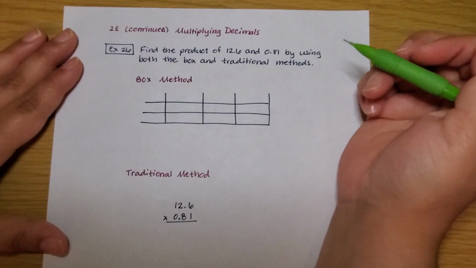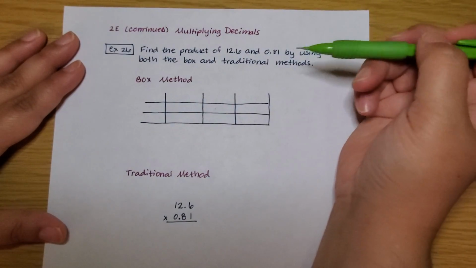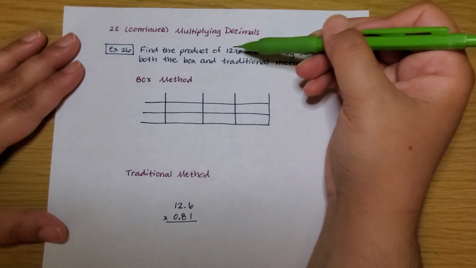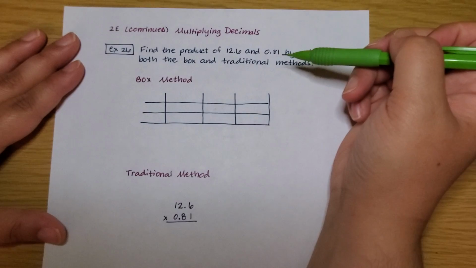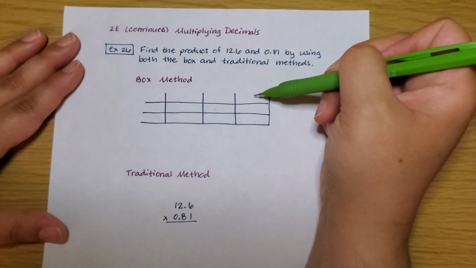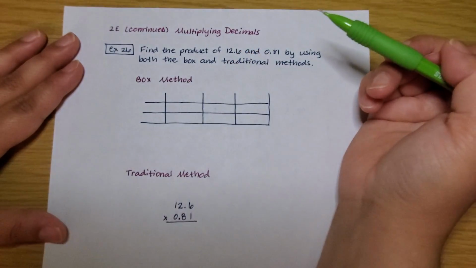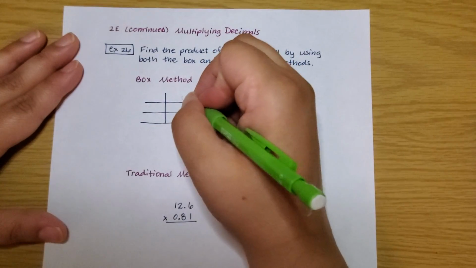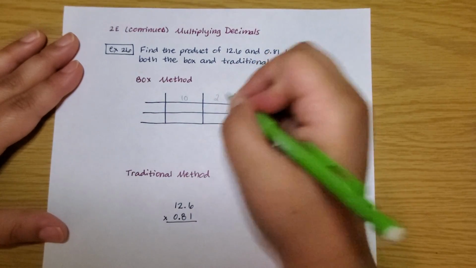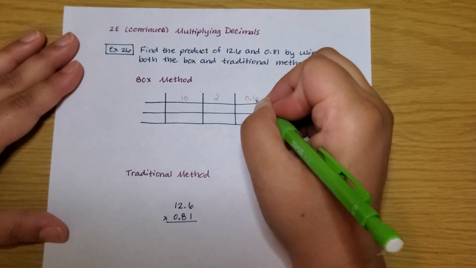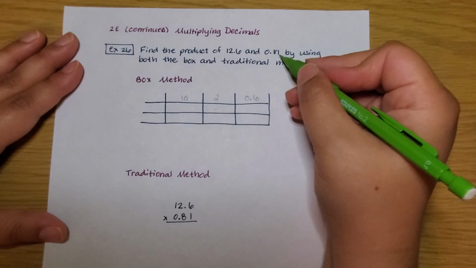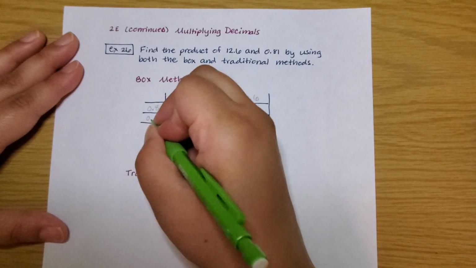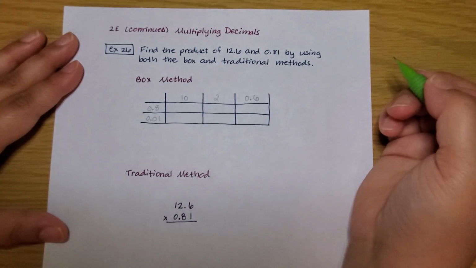So just like with the traditional method, just like with whole numbers and the box method, I'm going to take each number and split it up into its component parts. I'm going to put the longer one across the top and the shorter one across the bottom, or the side. So 12.6, I'm going to write that as 10 plus 2 plus 0.6. And 81 hundredths, I'm going to write that as 0.8 and 0.01.